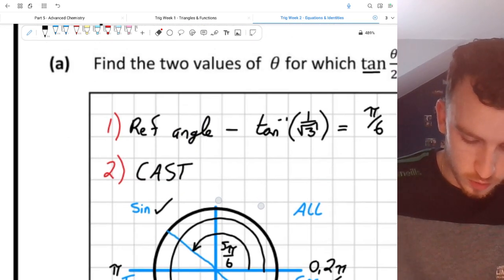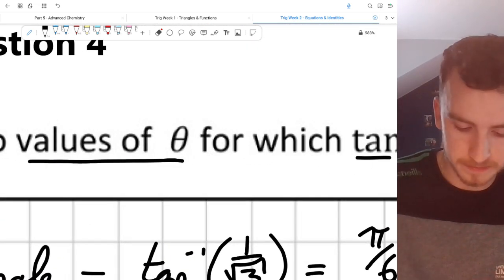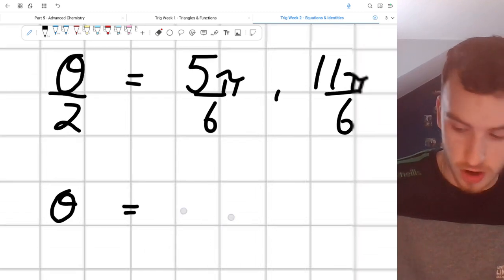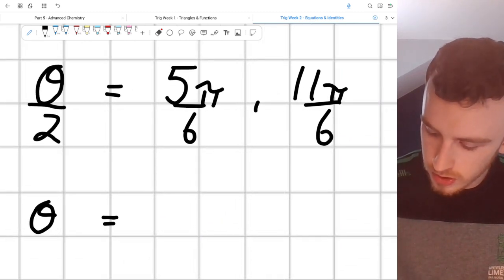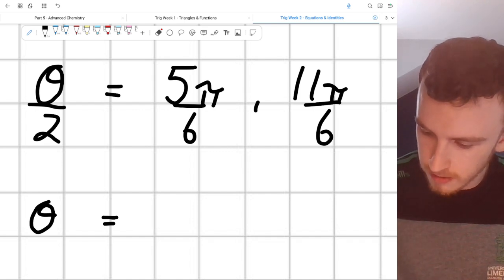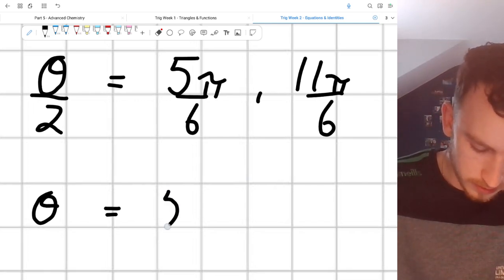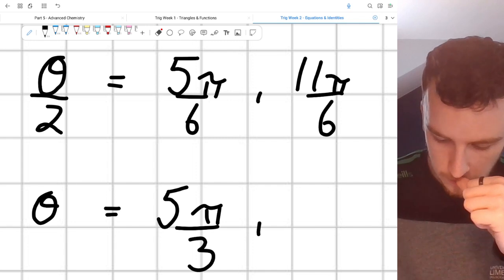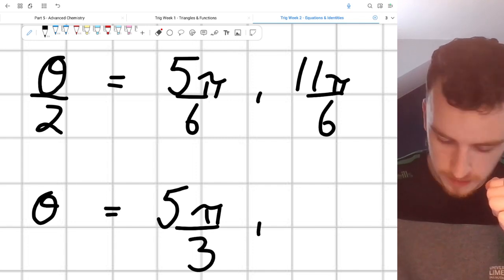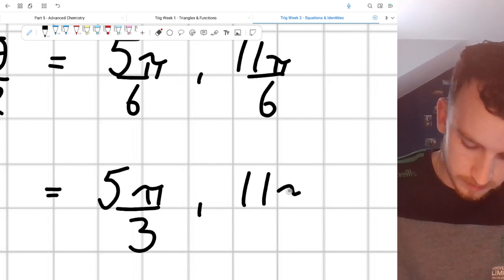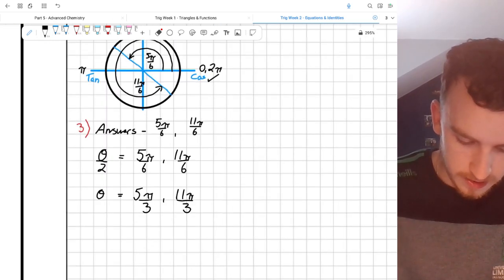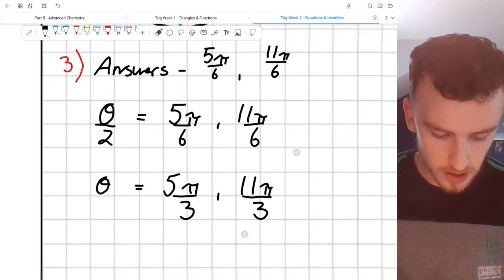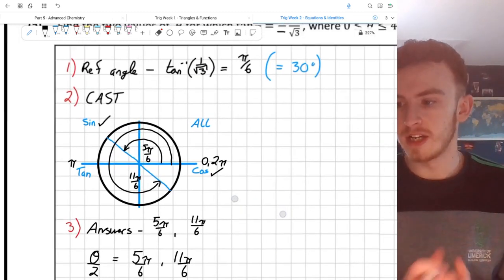So if that's what theta over 2 is, we are looking for values of theta. So all we do is multiply across by 2. So 5 pi over 6 by 2 is 5 pi over 3, and 11 pi over 6 by 2 is, I'm going to assume, yeah, 11 pi over 3. And the question only asks for 2 values, so there are our 2 values. Alright, so again, very same method, just with different numbers.